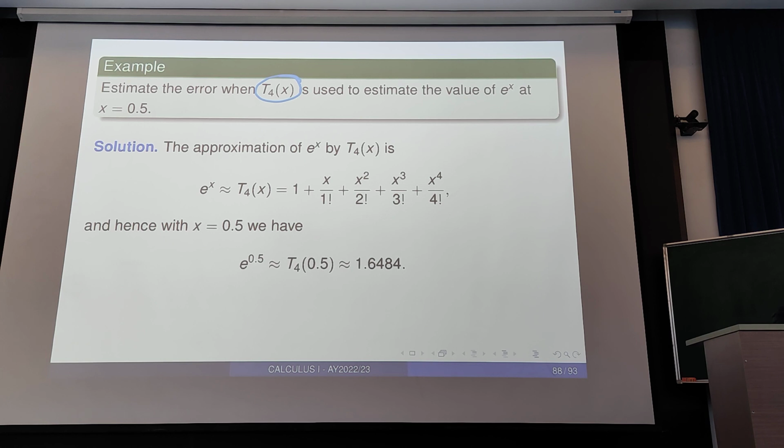You can see here, we use T4 to approximate e power x, and here is T4, the sum of the first four terms in the Taylor series, right? So more precisely, you have T4 at 0.5 is approximately equal to this number. Okay. And here is e power 0.5. And we want to see the error.